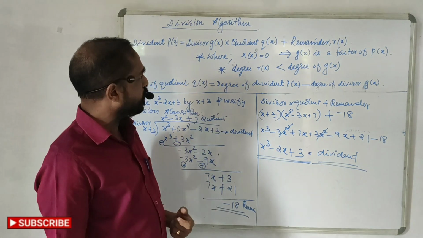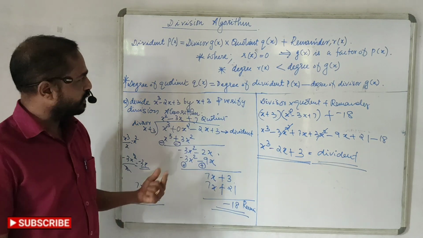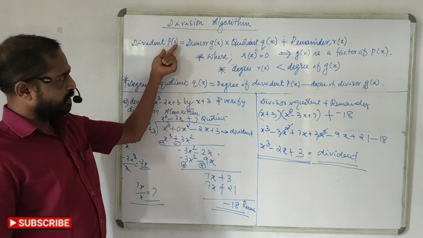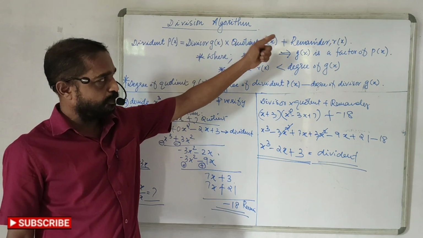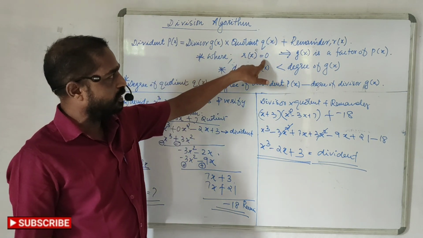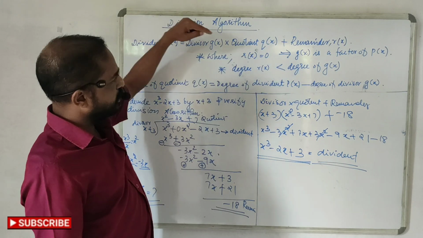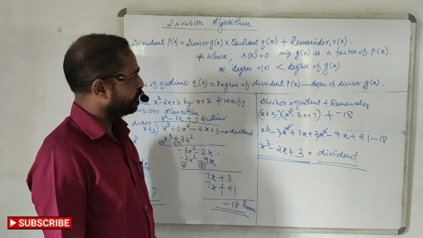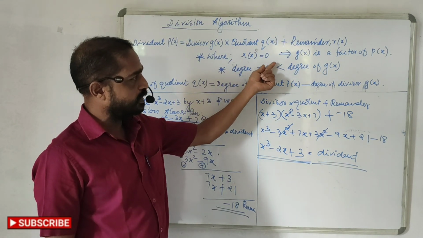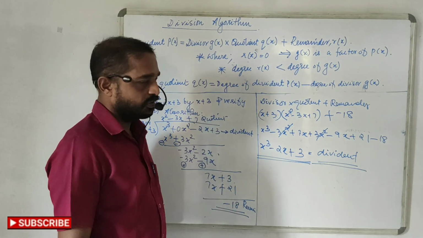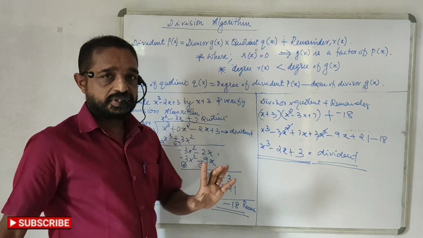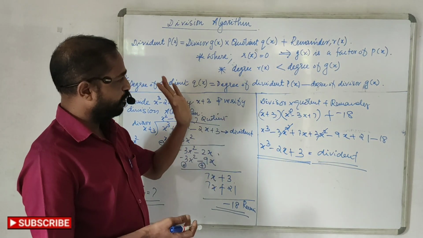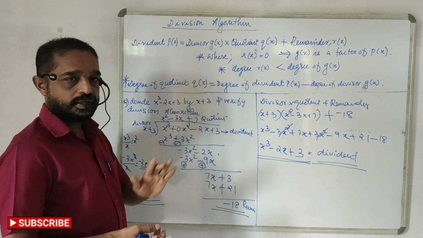So what is the division algorithm? Division algorithm says that dividend p of x must be equal to divisor g of x into quotient q of x plus remainder. So if the remainder is 0, then g of x is a factor of p of x. And also the degree of r of x must be less than the degree of g of x. Now we have verified the division algorithm of polynomials by an example.